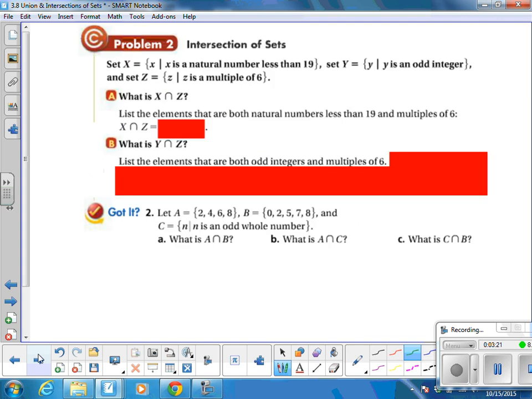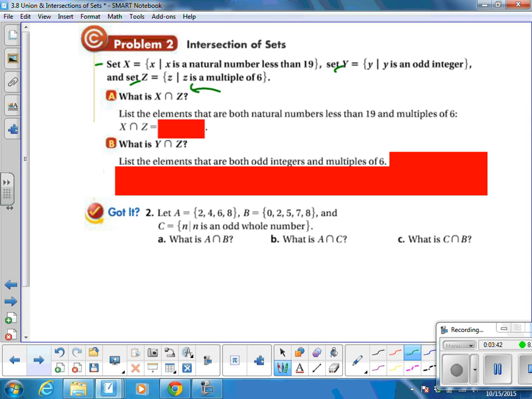So let's look at the intersection of sets. Set X is X such that X is a natural number less than 19. We have set Y where Y is an odd integer. And we have set Z where Z is a multiple of 6. So we're looking here at the intersection of X and Z.